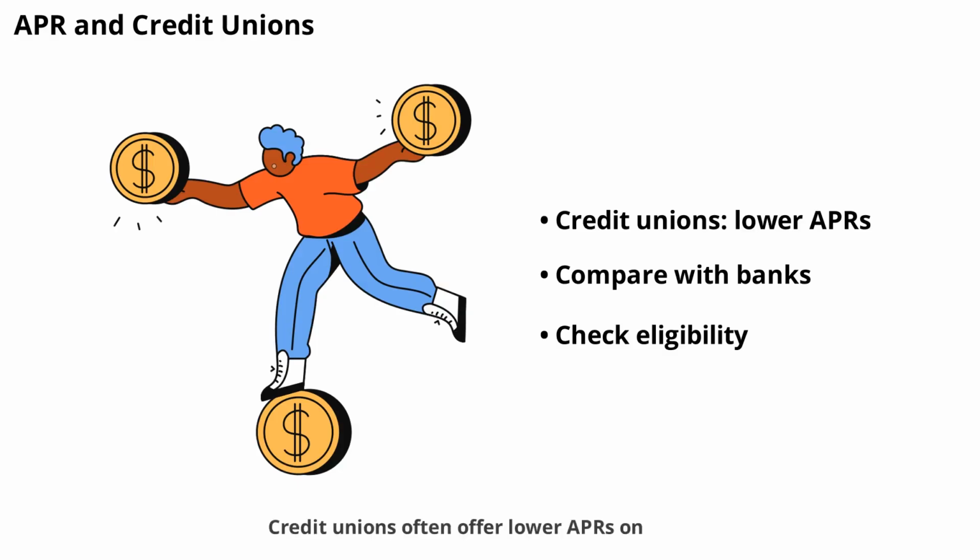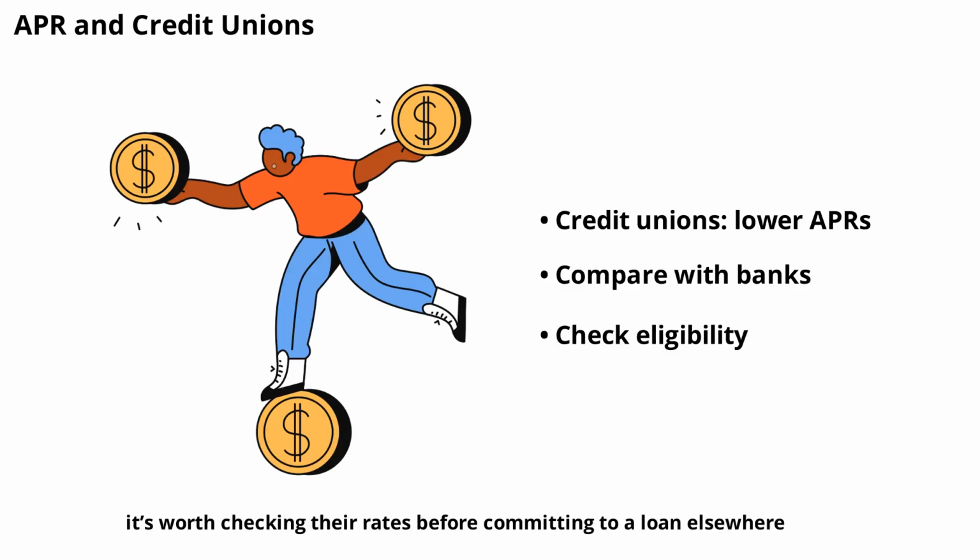Credit unions often offer lower APRs on loans and credit cards compared to traditional banks. If you're eligible to join a credit union, it's worth checking their rates before committing to a loan elsewhere.